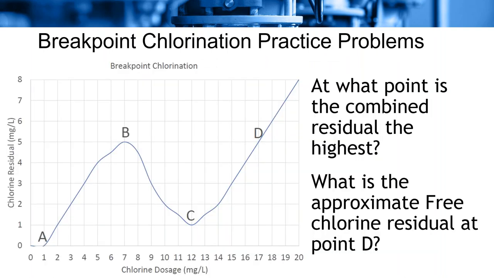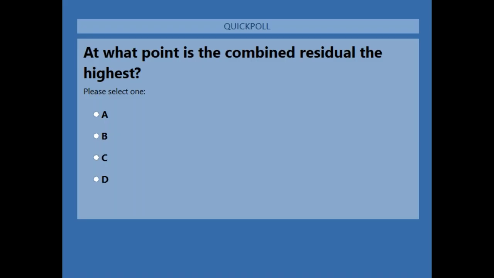There's actually going to be two questions. The first one is going to be a poll question: at what point is the combined residual the highest? This one doesn't have the same kind of information available on it, but we're going to put up the poll question and have you answer based on what we just talked about. The available options are A, B, C, or D.